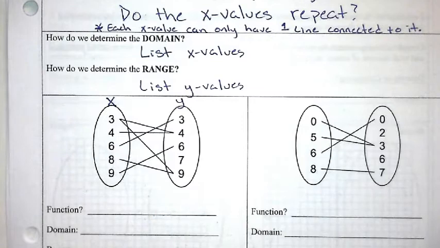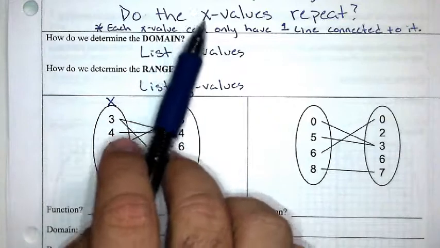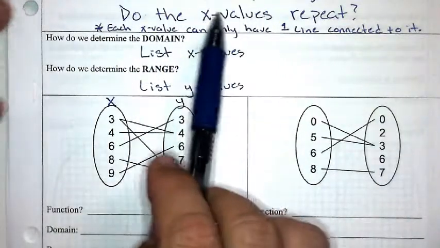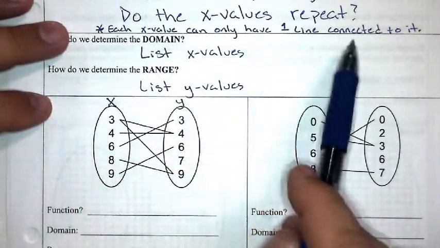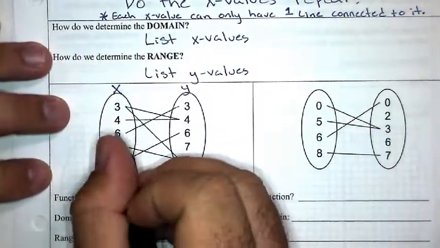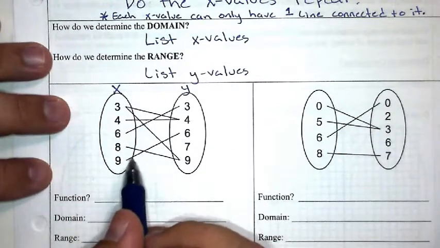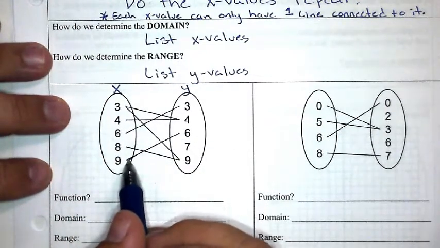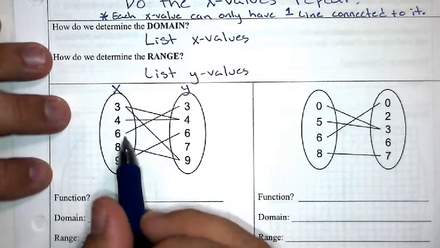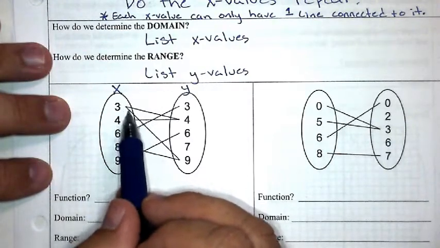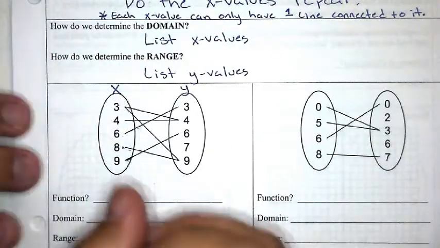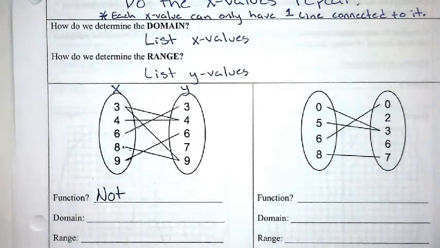Now, I said in order to figure out if we are dealing with a function or not is we're seeing if x values repeat. How do we see if they repeat on a map? Each x value can only have one line connected to it. So if I look at each one of these values, okay, 9, do you see how it only has one line here? So that's good. 8, one line. 6 only has one line. 4 only has one line. 3 has how many lines connected to it? 2. So this is not a function.